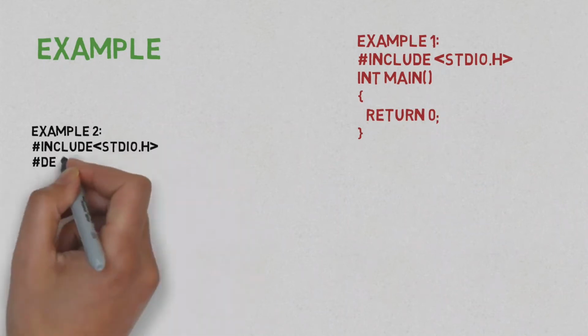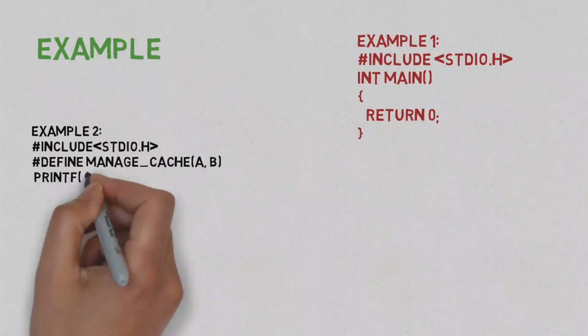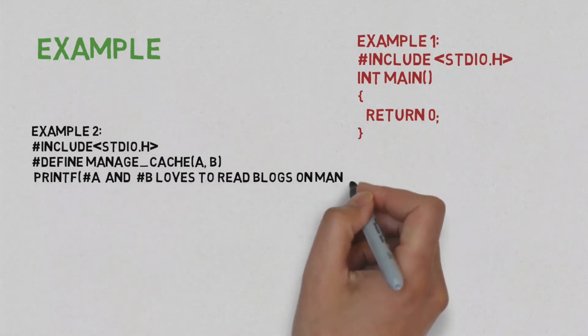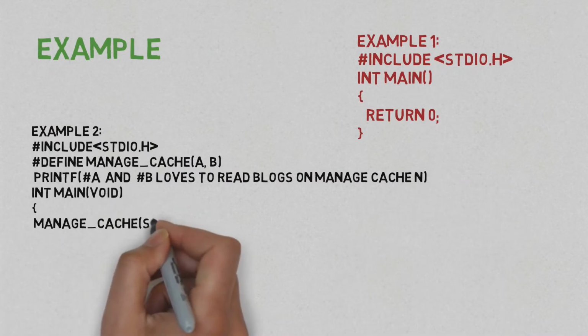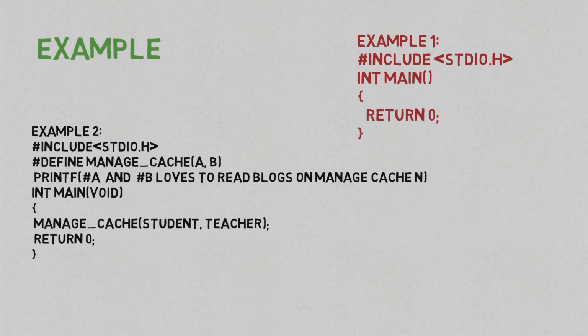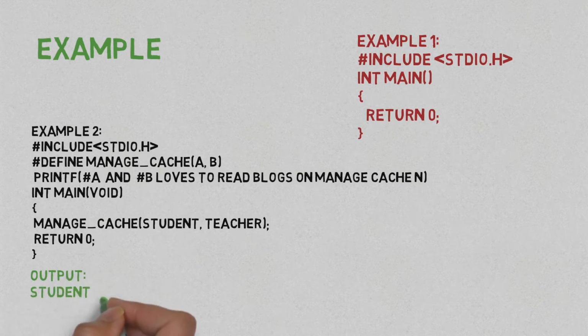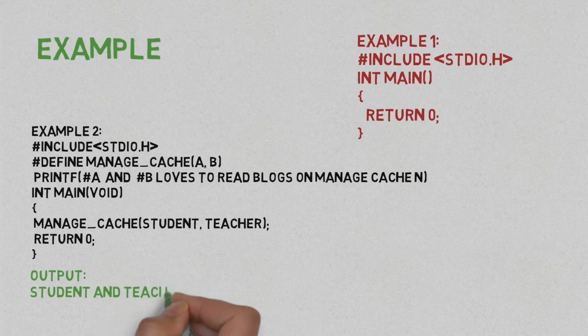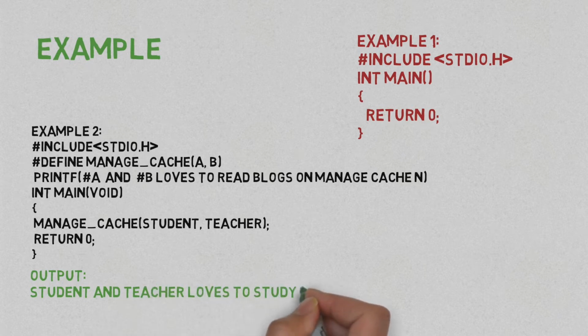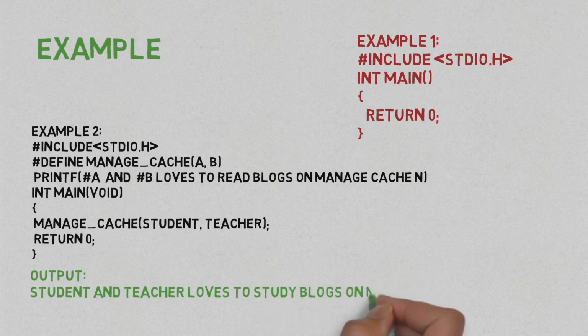Now similarly, we can use the stringized operator in macros as well. Here we can see we have defined a macro named manage cache, which takes 2 parameters and prints those 2 parameters. Here we are printing #a and #b. That means while the output is coming out, we are going to get the values of a and b as strings. So here the output will be: student and teachers love to study on manage cache.